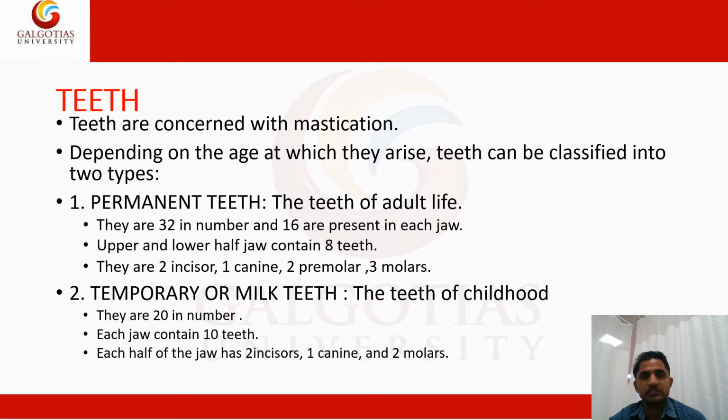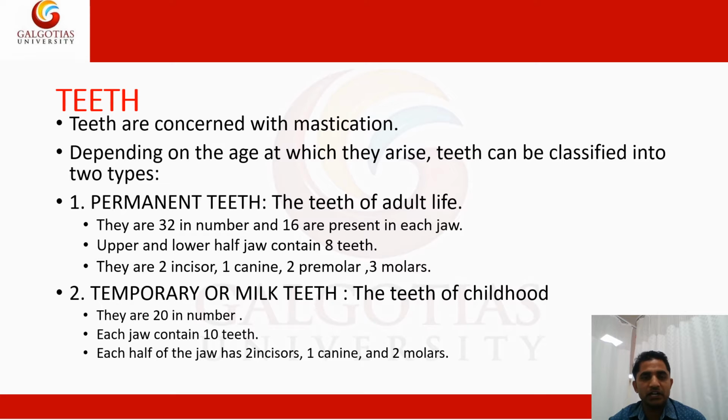Then let's discuss the teeth. Teeth are concerned with mastication. Mastication is the process of mechanical digestion. Depending on the age at which they arise, teeth can be classified into two types: permanent teeth or temporary teeth, also called milk teeth. Let's discuss the permanent first.